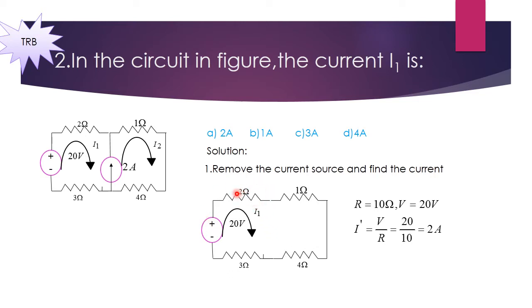So here these four resistors are in series. So 2 plus 1 plus 4 plus 3, that is equal to 10. So total resistance is equal to 10 ohm and the total supply voltage is 20 volt. So according to Ohm's law, we can calculate I dash. I dash is equal to V divided by R. So that is equal to 20 divided by 10, that is equal to 2 amperes.